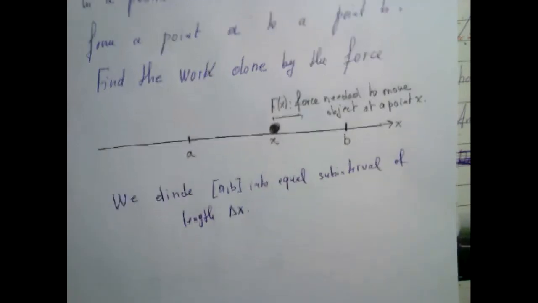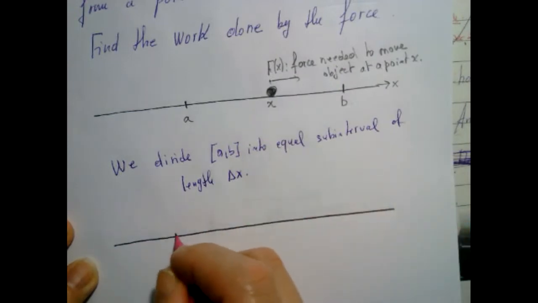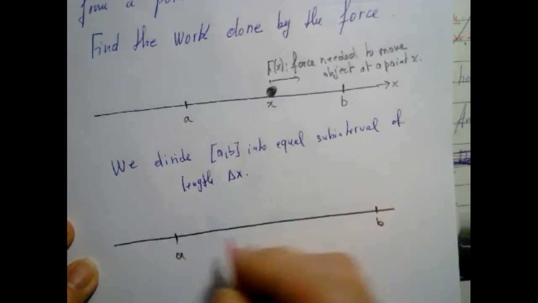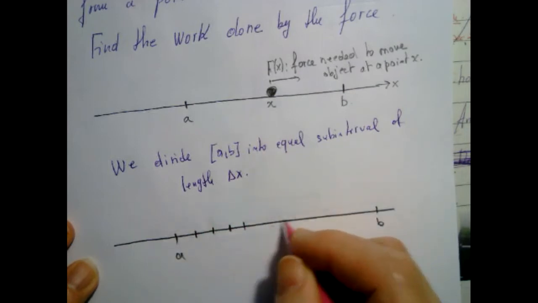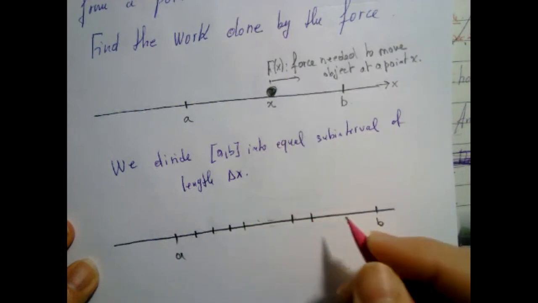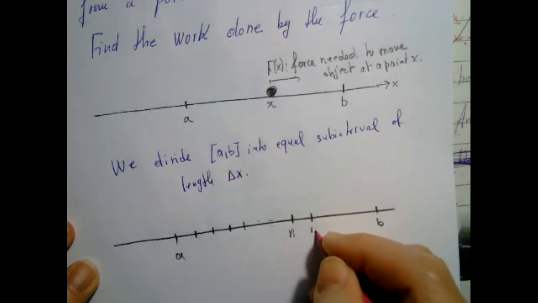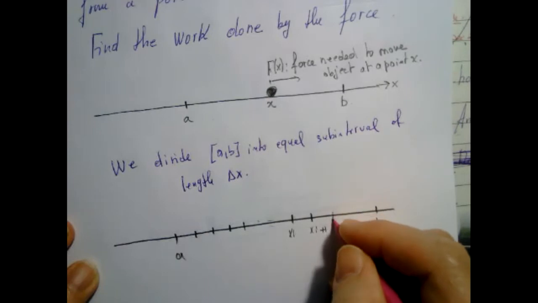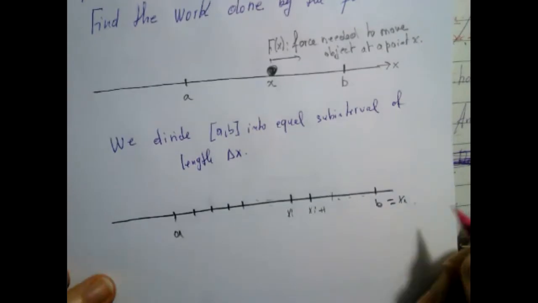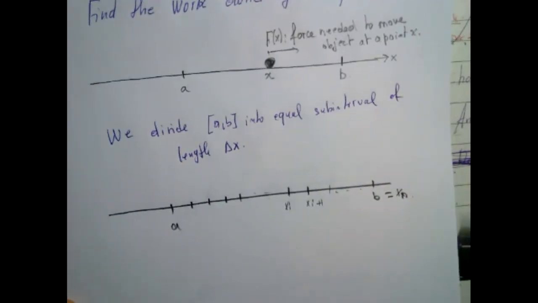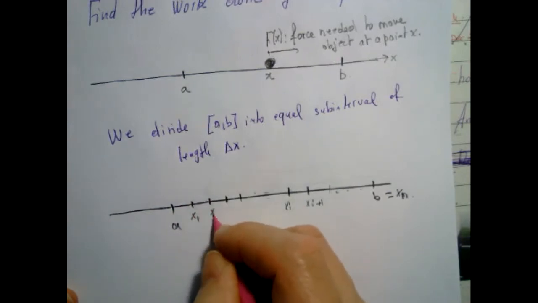Okay, so we draw the picture one more time. That's my A, that's my B. I'm going to divide this into pieces, and at some point I'm going to call this x i plus 1, and this is x i. Now, how are we going to think? We're going to think along the same line. So this is x1, for example, x2.